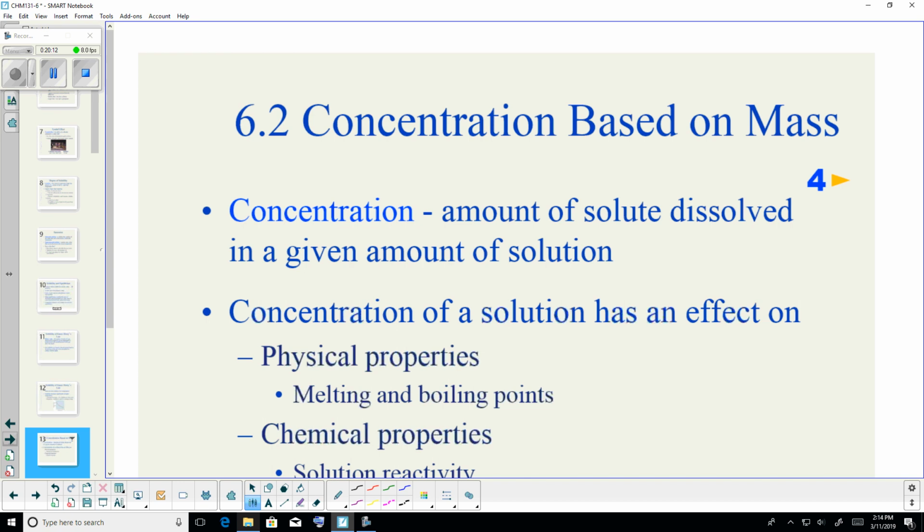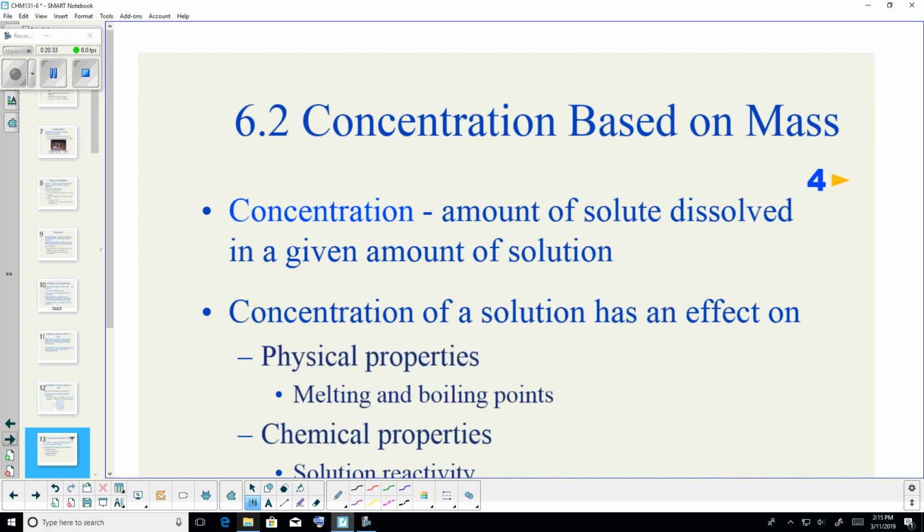How do we measure concentration? It's the amount of solute dissolved in a given amount of solution. And we see that in stores all the time. You buy a cleaner, it's 5% ammonia. You buy a cleaner, it's 10% ammonia. So you know which one has more ammonia in it, right? 10%, right?